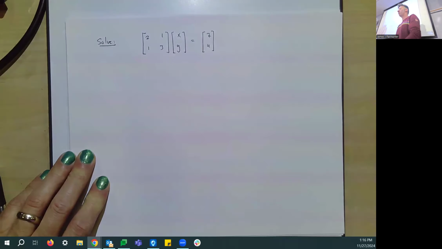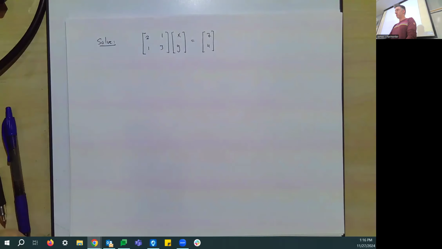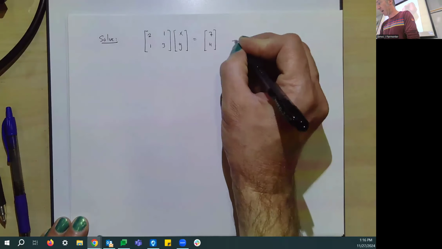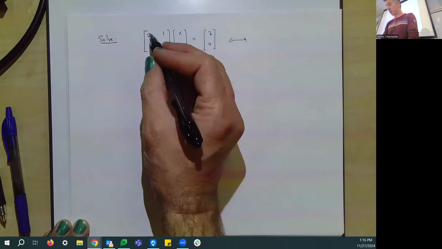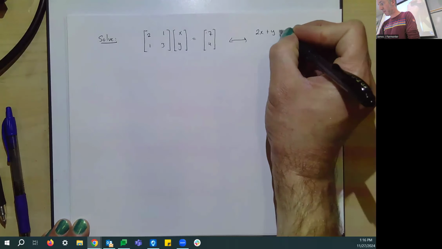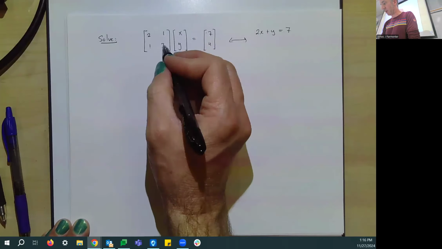I would really like for all of you to get comfortable going between this and just writing it as a system of equations. So we should be able to rewrite this as the equations 2 times x plus 1 times y equals 7, and 1 times x plus 3 times y equals 4.